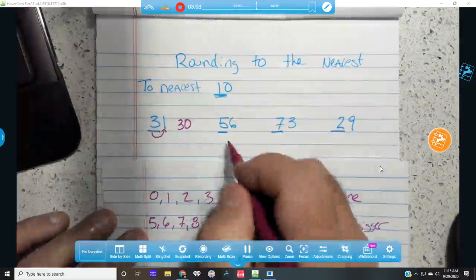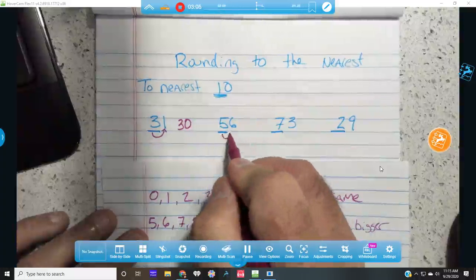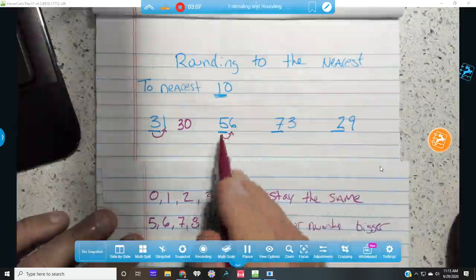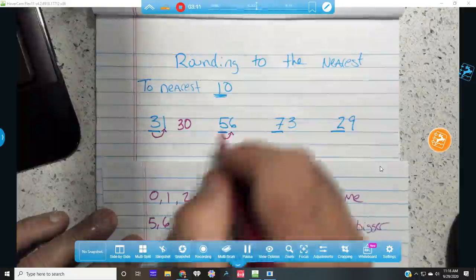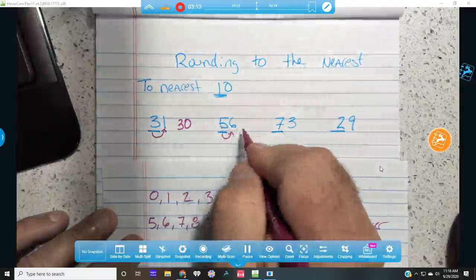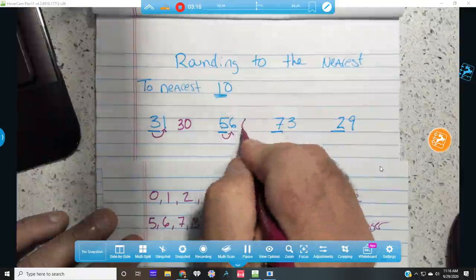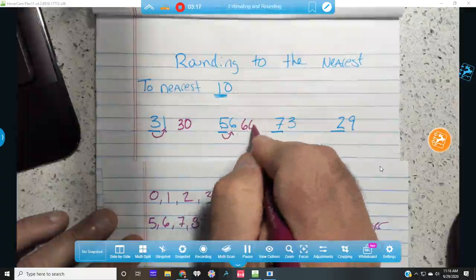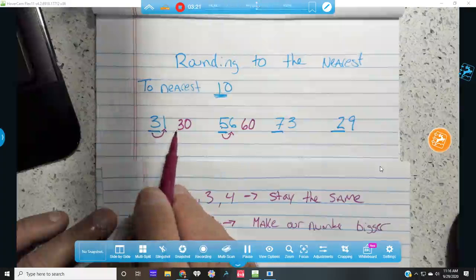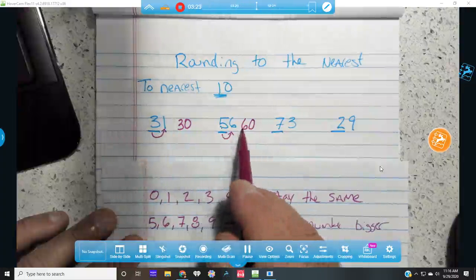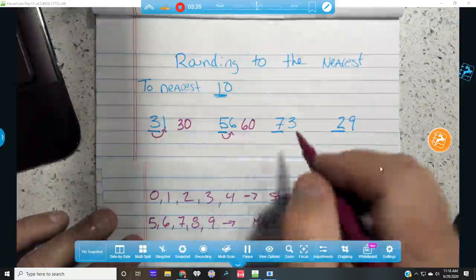Let's look at 56. I like to draw my little arrow here. So I'm looking at a 5, but I have a 6. A 6 does make our number bigger. So I'm going to replace my 5 and go up 1 to 6. I'm going to replace this 6 with a 0. So 31 rounded to the nearest 10 is 30. 56 rounded to the nearest 10 is 60.